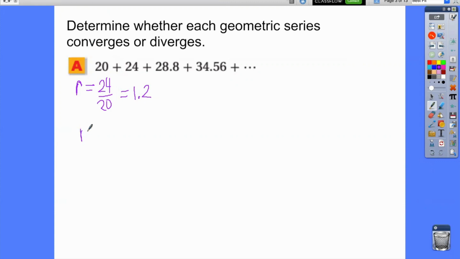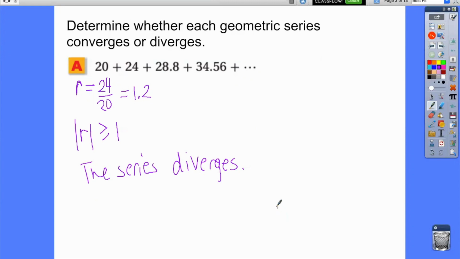Now remember, when you're looking at the absolute value of a ratio, you need to determine if it is less than 1 or greater than or equal to 1. In this case, it is definitely greater than or equal to 1, so we say that the series diverges. Just like that, you can tell whether a series converges or diverges.